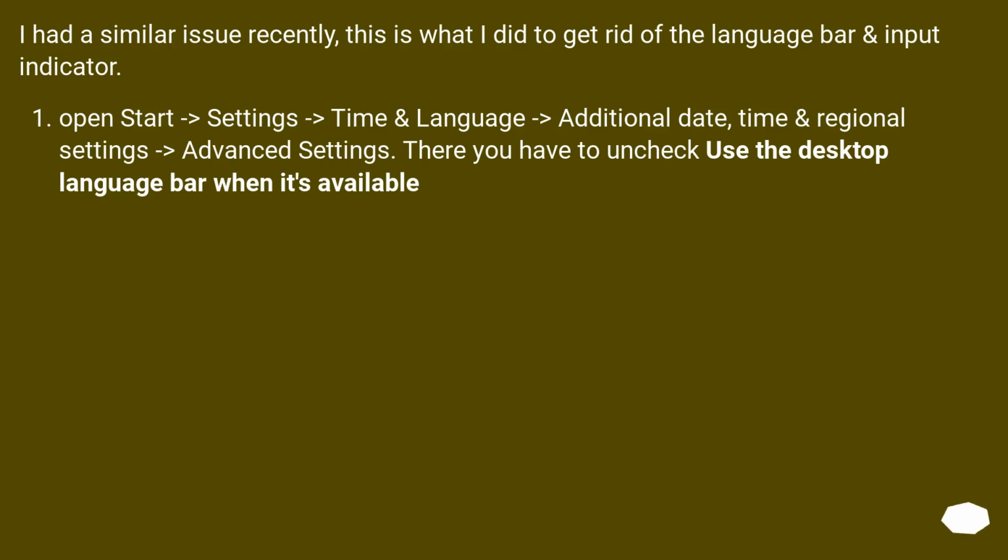I had a similar issue recently. This is what I did to get rid of the language bar and input indicator. Open Start > Settings > Time & Language > Additional date, time & regional settings > Advanced settings. There you have to uncheck "Use the desktop language bar when it's available."